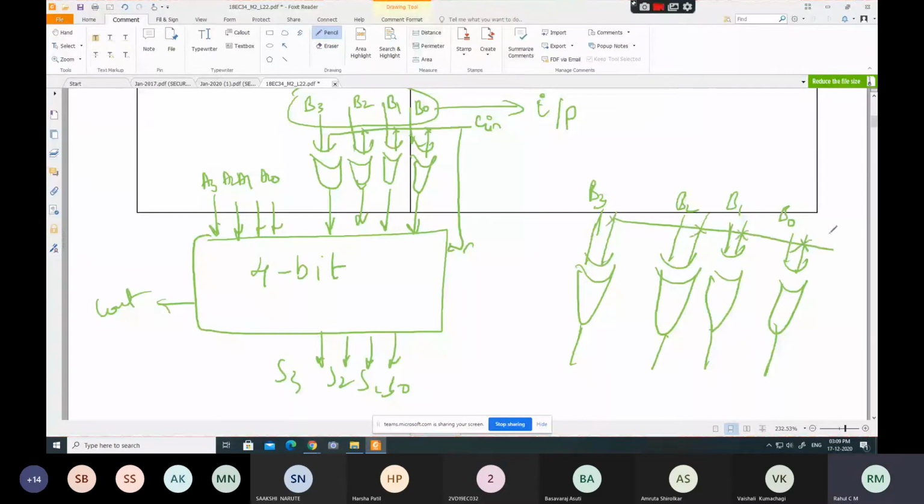Say this is 1 bit, which is the Cin bit. I will try finding what the output is here. Probably these are connected to ground. Now tell me one thing. Give me any number which you want to convert into 2's complement form. Say 0010. I have taken the number here. So B3 is 0, B2 is 0, B1 is 1, B0 is 0.